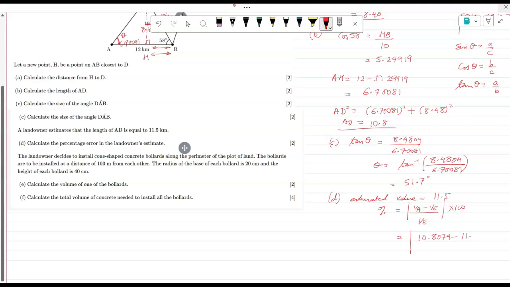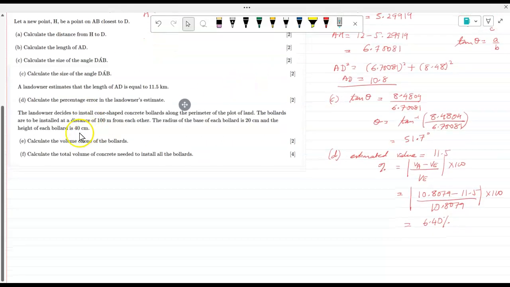11.5 minus 10.8079 upon 10.8079. See the formula, it's exact on the denominator. So exact is 10.8079. You're right, you made a mistake. This modulus means you don't have to take the sign. So it is 6.40%. Correct? The sum is not yet over.